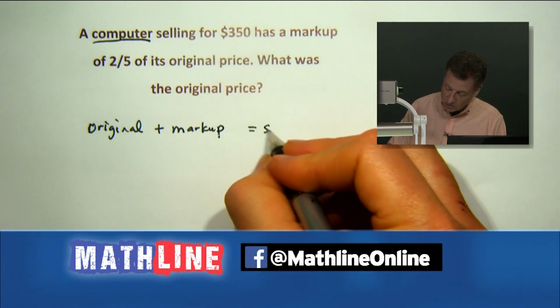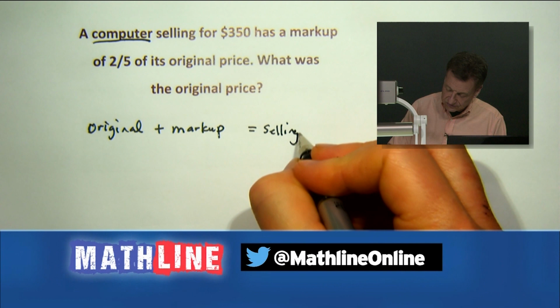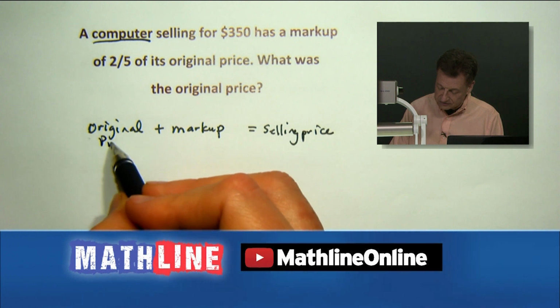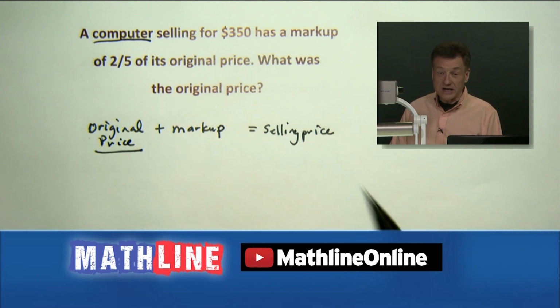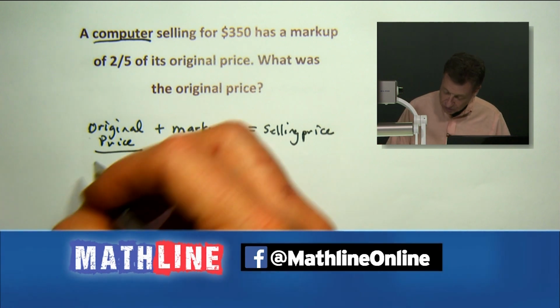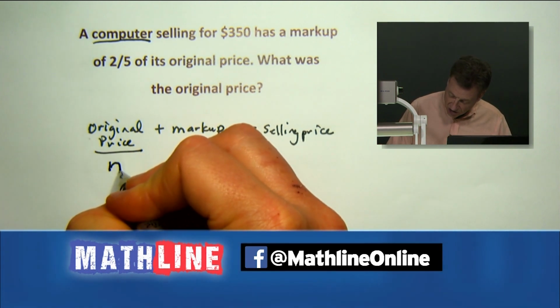And we're going to get what we're going to call our selling price. In other words, those three things work together. So if you take the original price, do we know what it is? No, we don't know what it is. So put it in right there.